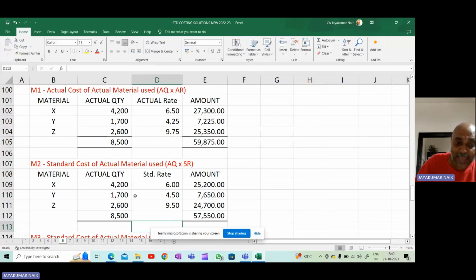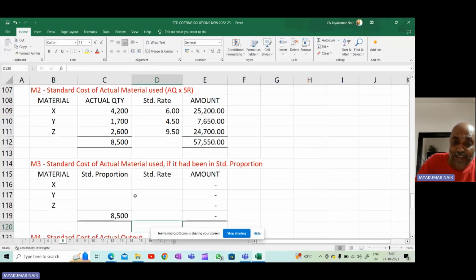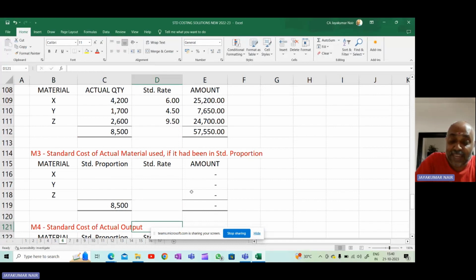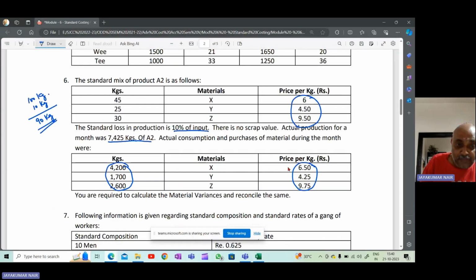Now the third one is M3, the standard cost of actual material used if it had been in standard proportion. What does this mean? If your input is a total of 100 kg of X, Y, and Z introduced, out of 100, 45 should be material X. That means 45 over 100 into 100% will give you the standard mix.